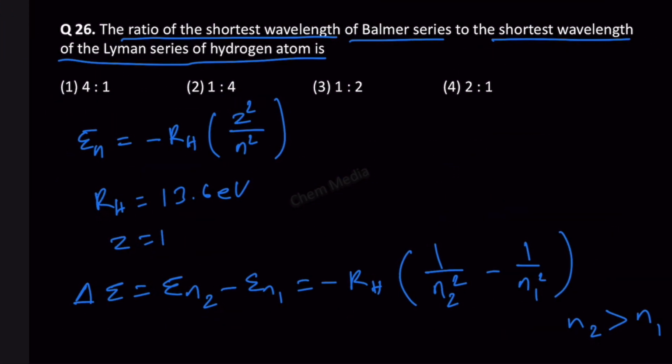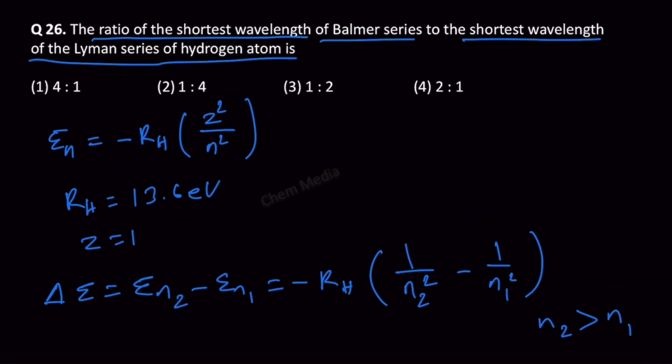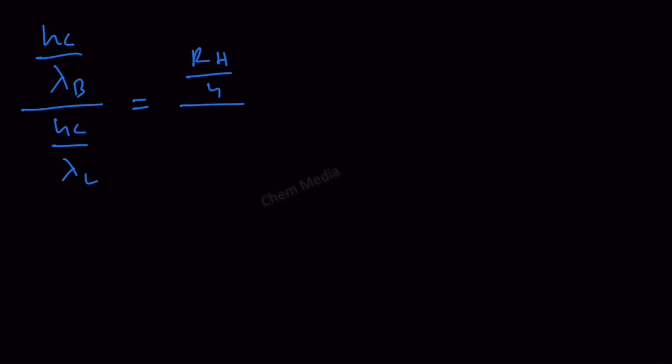Now what are they asking? Ratio of the shortest wavelength of Balmer series to the shortest wavelength of Lyman series of hydrogen atom. Therefore, Hc divided by lambda b whole divided by Hc divided by lambda L is equal to what? And this would be equal to Rydberg constant divided by 4 whole divided by Rydberg constant, which we can write as Rydberg constant divided by 4 times 1 by Rydberg constant, because this is basically Rydberg constant divided by 1. So we can write it this way. Common terms we can cancel.